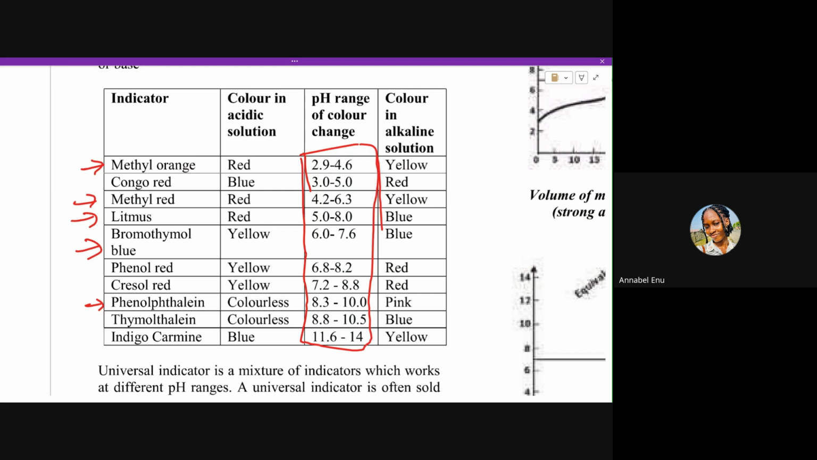So that is to say, methyl red that has a pH range change from 4.2 to 6.3, it means it's more effective in acidic solution, because it's acid that has this pH range. Now, things like phenolphthalein are more effective in basic solution. So these are things we can take note of, and also what color they will change to.